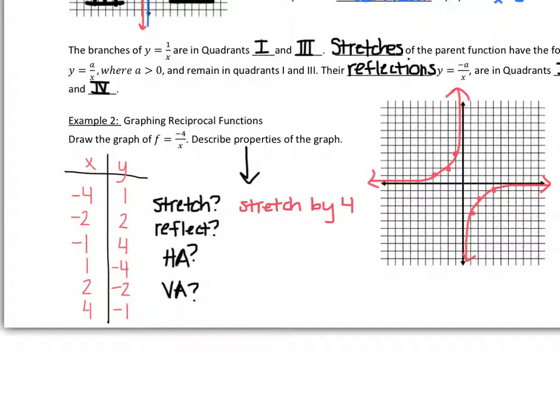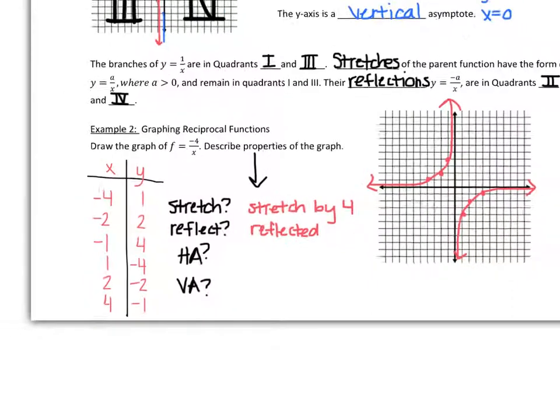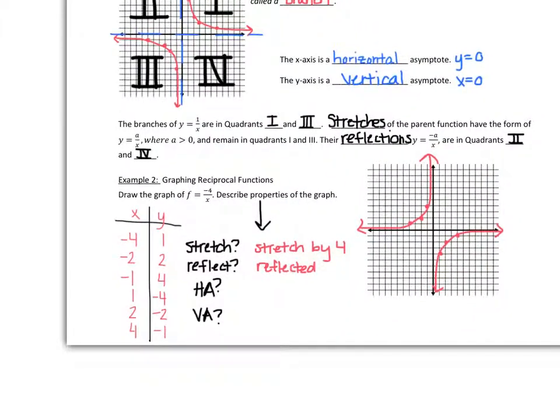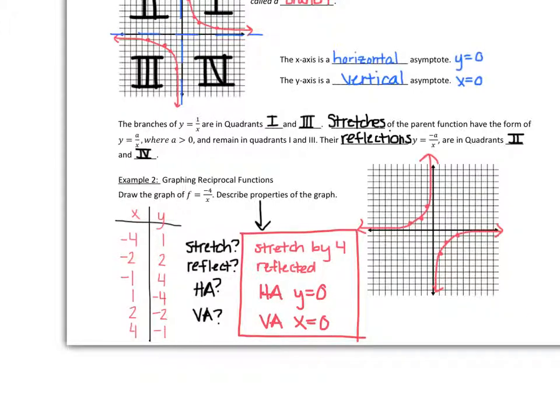Was it reflected from the parent function? Yes, so we'll say reflected. If you want to say over the x-axis, you can, but you don't have to. Okay, what's the horizontal asymptote? You can use what we did up above. Yes. Horizontal asymptote is y equals 0. What's the vertical asymptote? X equals 0. So you need to have all those things on your paper as well.